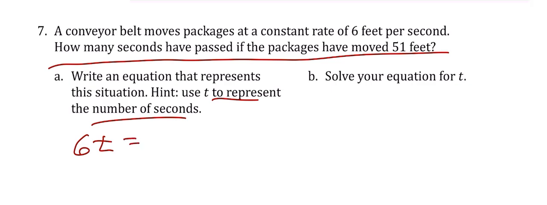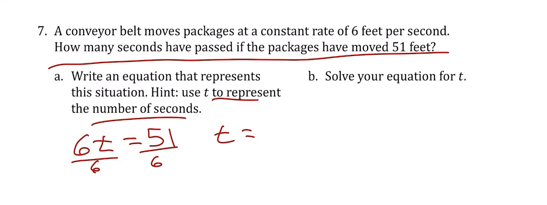Okay, and we want to know when the distance that the conveyor belt has traveled, or the packages on the conveyor belt, is equal to 51. So what we're going to do is divide both sides by 6, and don't worry that t is not going to become a nice number. But we could write this as 51/6 of a second.